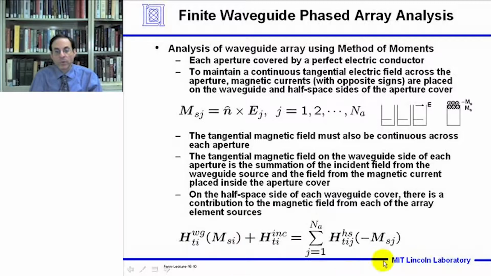And so the equation shown here is written as follows. It's the summation of the magnetic field due to the magnetic surface source in the ith aperture radiating into the waveguide, plus the incident field due to the waveguide source, and that's equal to the summation over all the apertures of the magnetic field on the half-space side due to the negative of the magnetic surface source in each aperture.